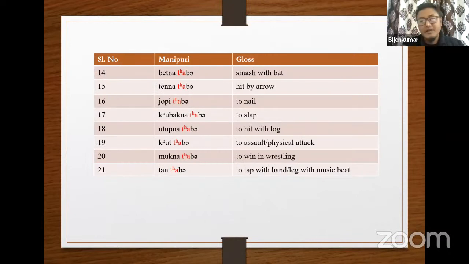In the same analogy, we are continuing in this slide as well. Betna thaba, that is smashing with a bat or hit by a bat, something like that. Then hit by arrow. Yopi thaba, kubang na thaba, na thaba, kut thaba, mukna thaba, and an thaba. The rest of the meanings, like to nail, to slap, to hit, to assault, to win in wrestling, these are the literal meanings. But this tan thaba, I'm not sure whether non-native speakers are convinced with my translation. Actually, this is an egg. When we listen to music, we also try to follow the music by tapping our hand or our leg. That's what we call tanthaba.